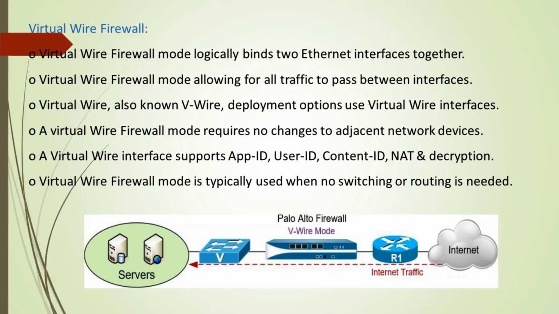Virtual wire firewall. Virtual wire firewall mode logically binds two Ethernet interfaces together, allowing all traffic to pass between the interfaces. Virtual wire, also known as vWire, deployment options use virtual wire interfaces. A virtual wire firewall mode requires no changes to adjacent network devices. A virtual wire interface supports App-ID, User-ID, Content-ID, NAT and decryption. Virtual wire firewall mode is typically used when no switching or routing is needed.